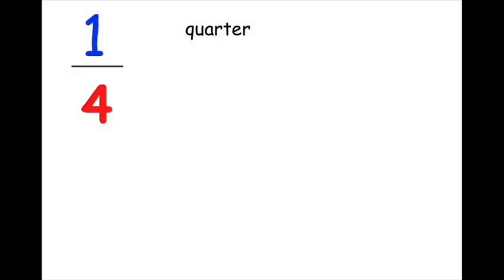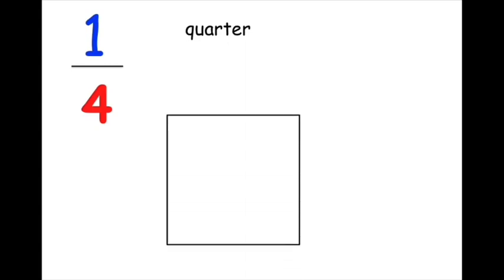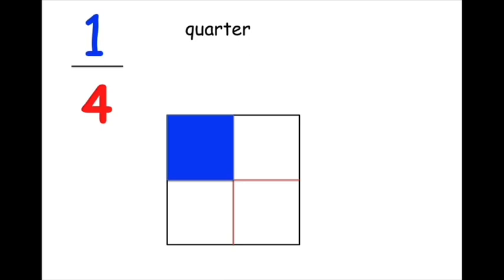Quarter, this is how we write the fraction quarter. It's 1 with the line with a 4. So a quarter, here I'm going to draw a square. I know that the bottom number of my fraction, the number 4, tells me how many equal parts I need to split my whole into. So I need to now split the square into 4 equal parts. And the top number, the number 1, tells me how many parts we have. So we're looking at 1 part here, so I shade in 1 part.